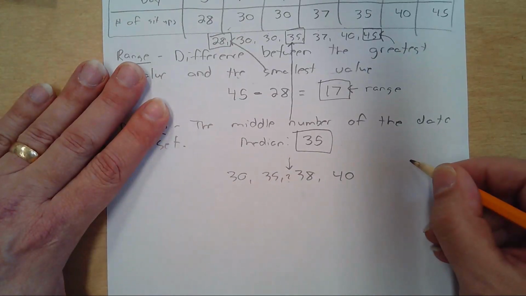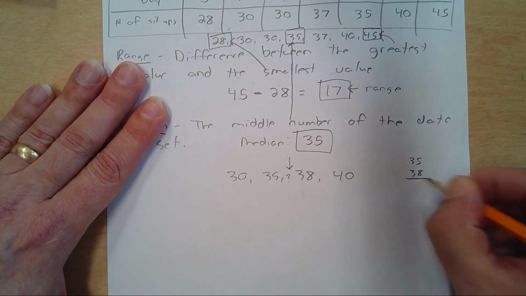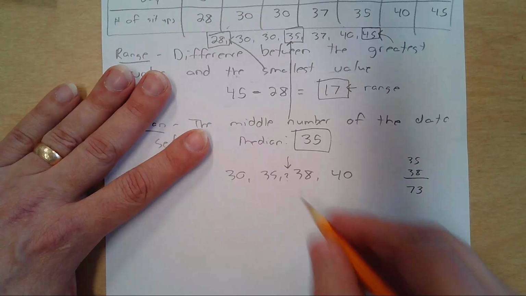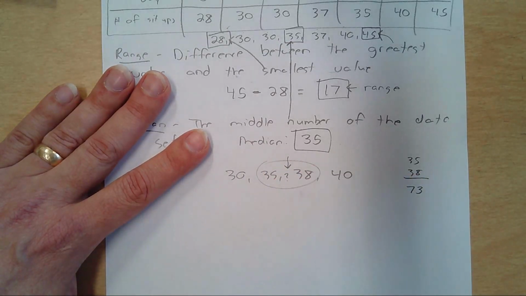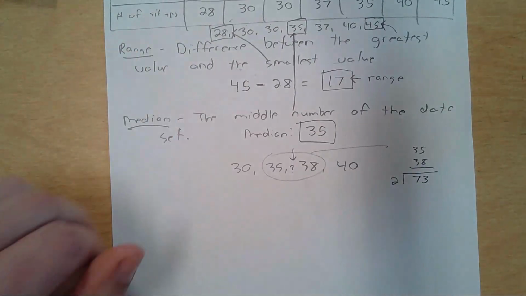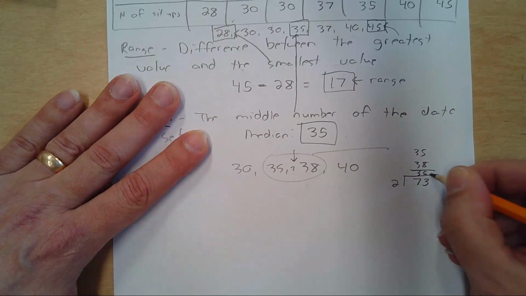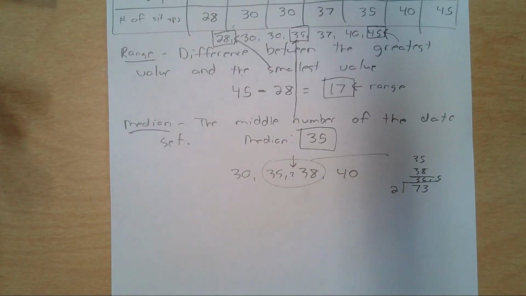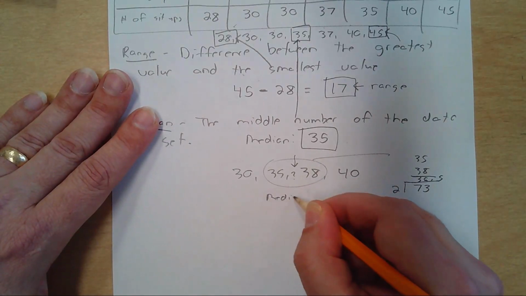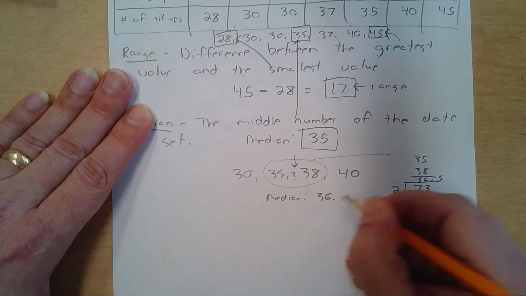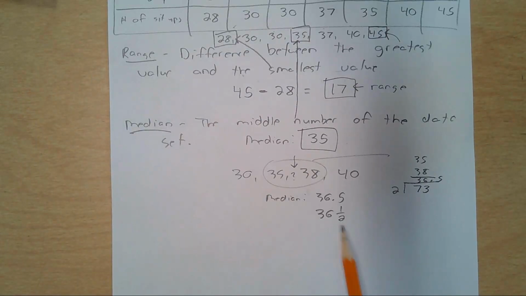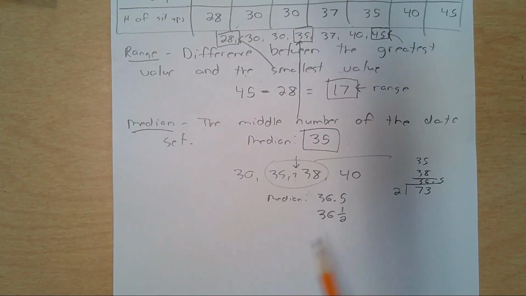But you can also just add the two numbers together. So 35 plus 38 gives me 73. You just take your two middle numbers, add them up, and then divide by 2, which would give you 36.5. You could say 36.5, that's fine, 36 and 1/2. If I wanted the median here, again, it's up to you. You can represent it either way. Doesn't matter. That is the median for this data set.